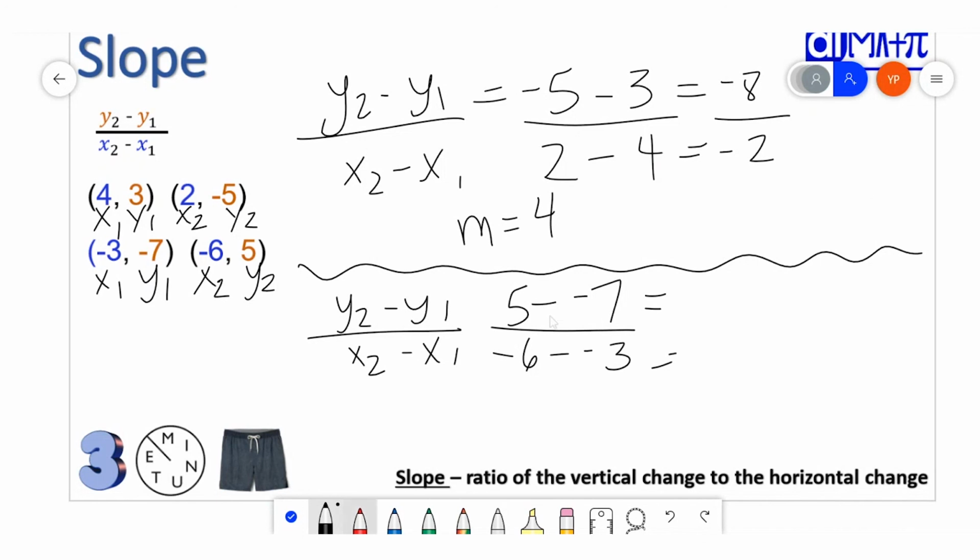5 minus -7. Anytime you have a subtraction next to a negative, those join together and become addition. So this is actually going to turn into 5 plus 7, which is going to be 12. Then we have -6 minus -3. Again, negative next to subtraction, join together, that becomes addition. So we have -6 plus 3, and that is going to give us -3. We're going to simplify 12 divided by -3, and that would give us a slope of -4.